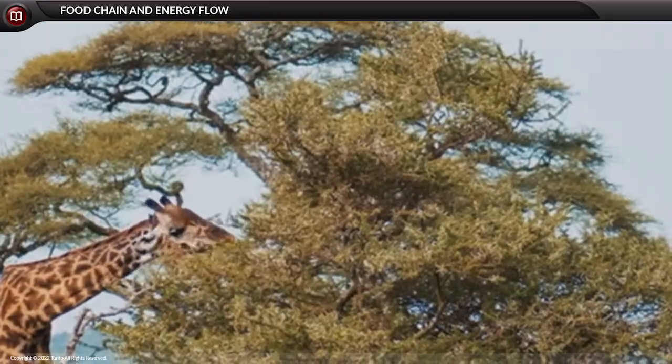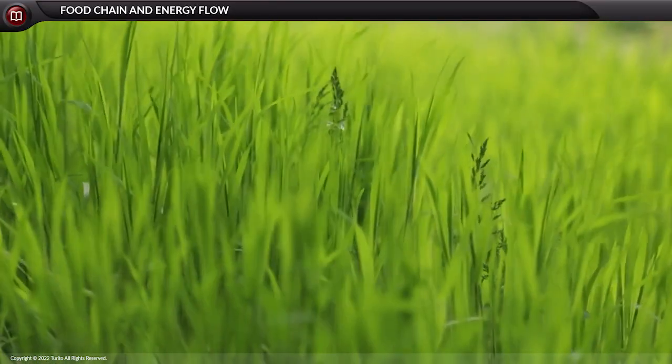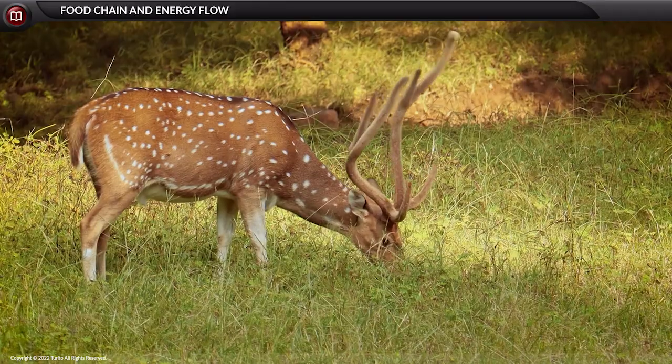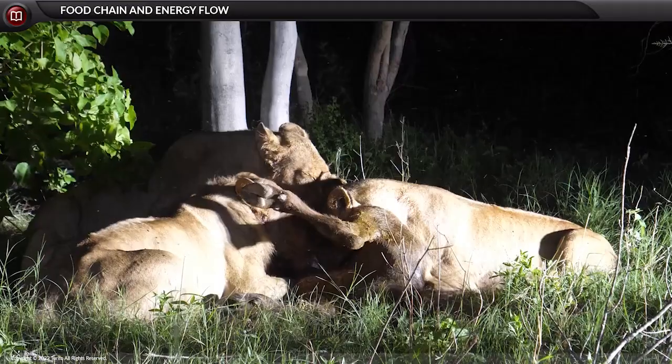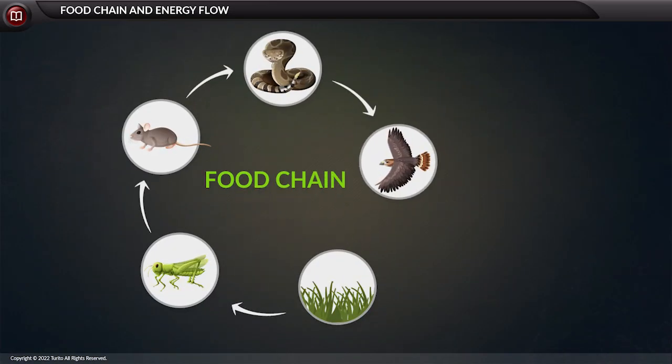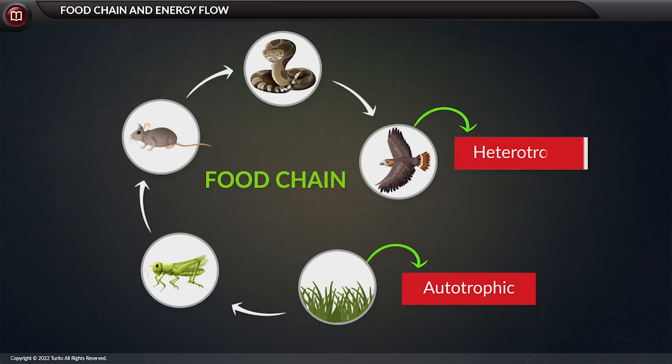To define, a food chain refers to the sequence of organisms through which matter and energy in the form of food are transferred. A food chain always starts with an autotrophic organism that is capable of synthesizing food and ends with a heterotroph that depends on another organism for food.